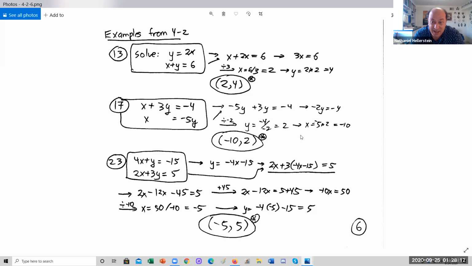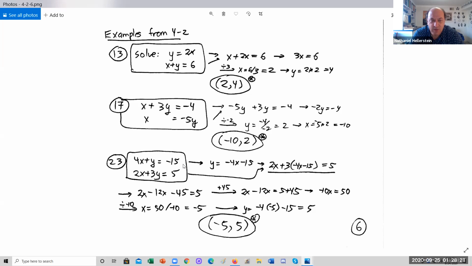Note that here I first found y and then x. In the ordered pair, it's x and y in alphabetical order. Do try and keep the order straight. Occasionally people get mixed up about that.